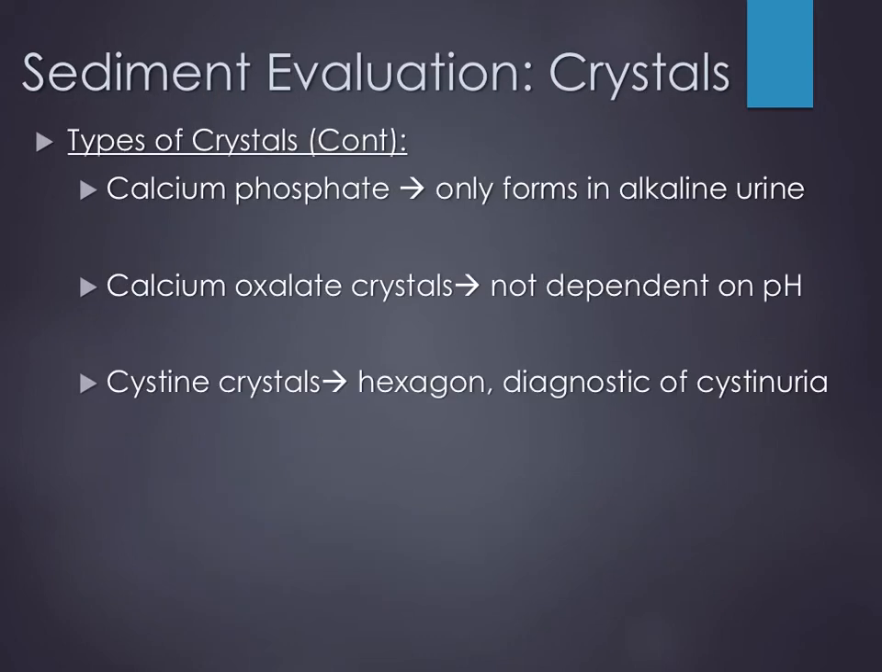Calcium phosphate crystals only form in alkaline urine. Why? Because elevated pH decreases the solubility of phosphate. Calcium oxalate crystals are not dependent on pH. Usually diet will help decide whether those crystals get formed or not. And there are cysteine crystals here, which are hexagon in shape, and they are definitely diagnostic of cystinuria.